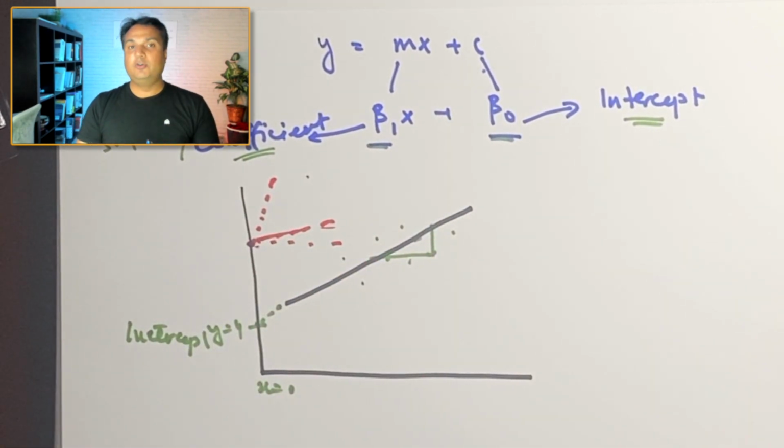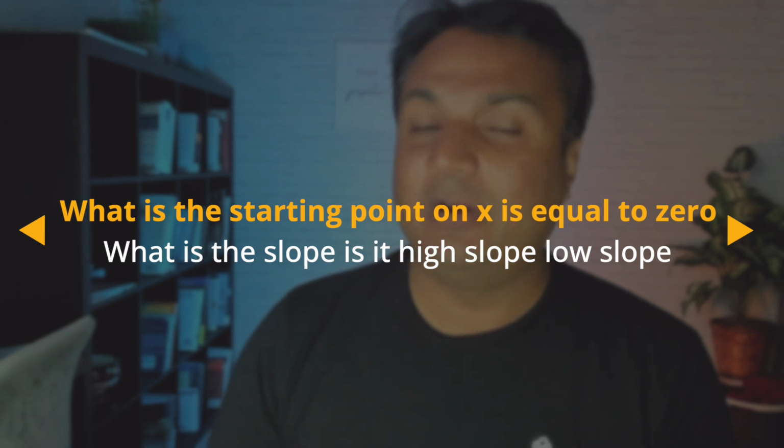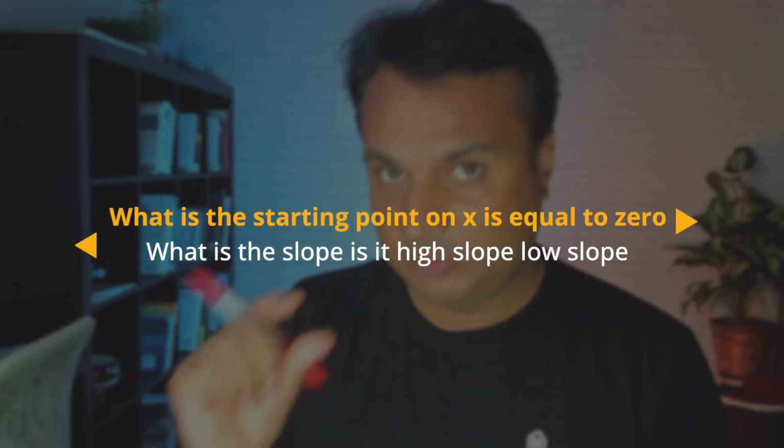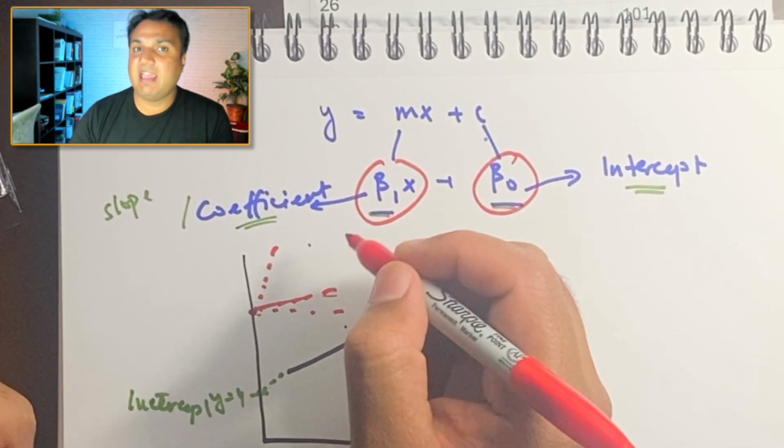So we just need to know the starting point at x equal to 0. Then what is the slope? Is it high slope, low slope? So we'll get a number mathematically for the slope. If we just know these two numbers, then we can plot any line.